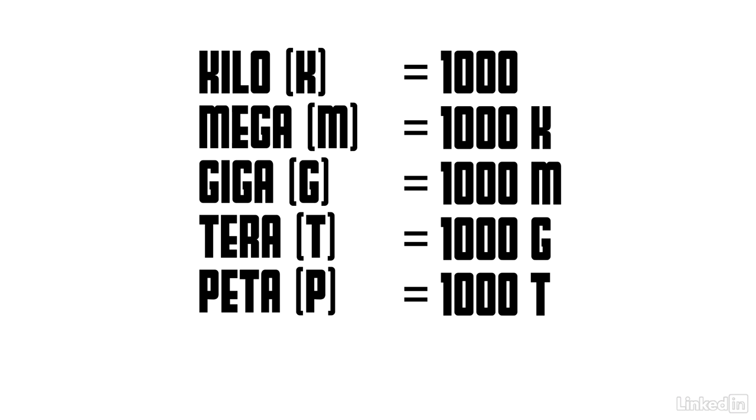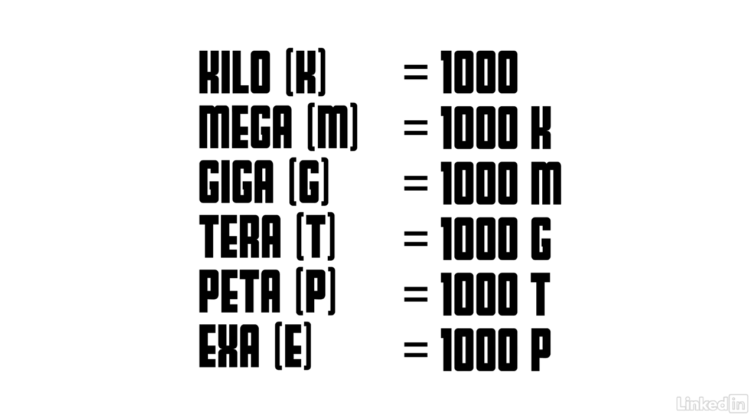And the last one that I'm interested in is an exa, which we show with the letter E. That is 1 quintillion, and that is 1,000 petas. Now, we've been using these decimal equivalents for a long time in the computing world, but I got to tell you something. Technically, they're not accurate, and I'll explain why.